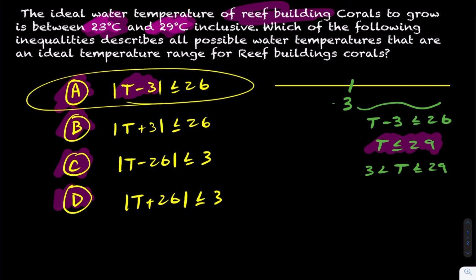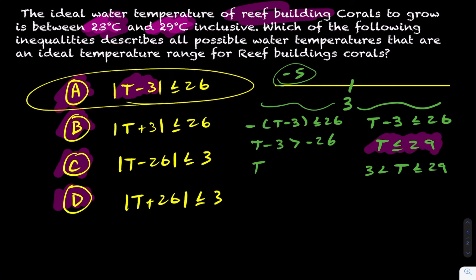Now you go to the left-hand side of 3 and you pick a number less than 3. You can pick any number you want. Let's say we pick negative 5. If I sub a negative 5 into this inequality, the absolute value will be negative, which means it has to be multiplied by a minus sign in front, and then we solve the inequality. So I'm going to multiply across by negative 1, meaning we have to switch the direction of the inequality. Then I'm going to add 3 to both sides, and I get negative 23.